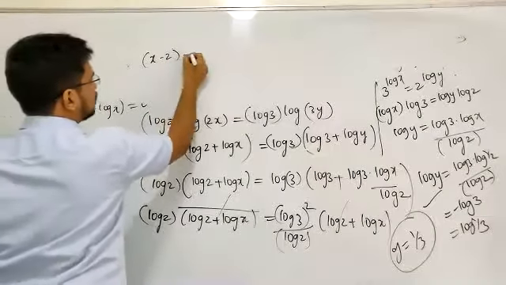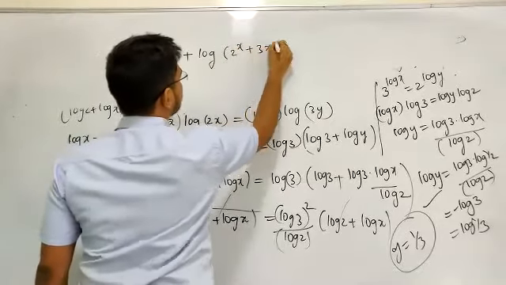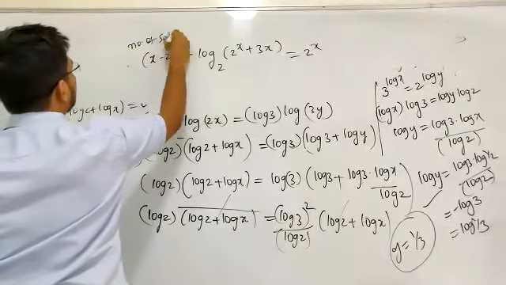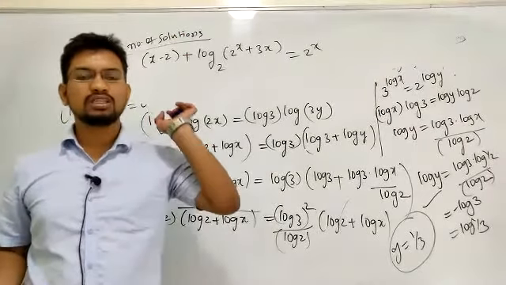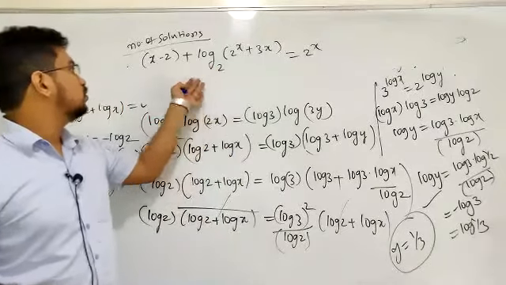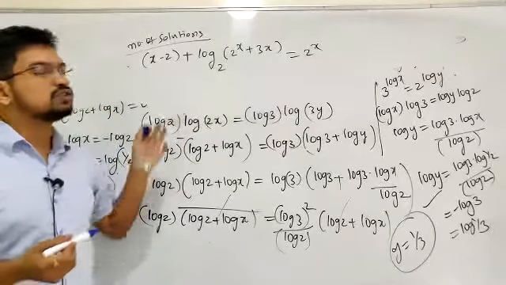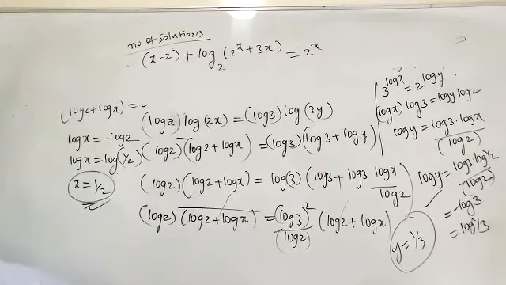My question is x minus 2 plus log of 2 power x plus 3x to the base 2 is equal to 2 power x. I want the number of solutions. Already I taught you this question, in the first class I think, but let us repeat it again. It is a very good, excellent problem. I just want the number of solutions of this. Think about this.